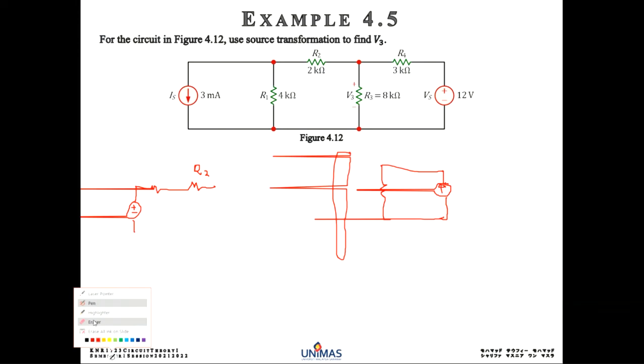So if we have the idea there, that is good already. So you ada R2 sini, katakan we name this voltage source VA and the current source here, the resistor of the voltage source RA. What will be the value of VA? That should be straightforward. Berapa value VA?